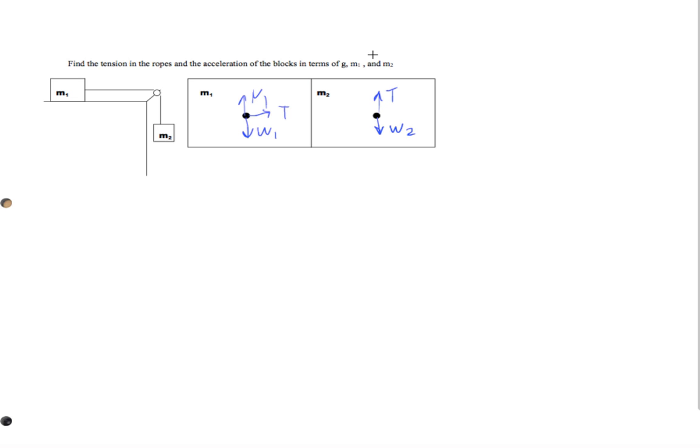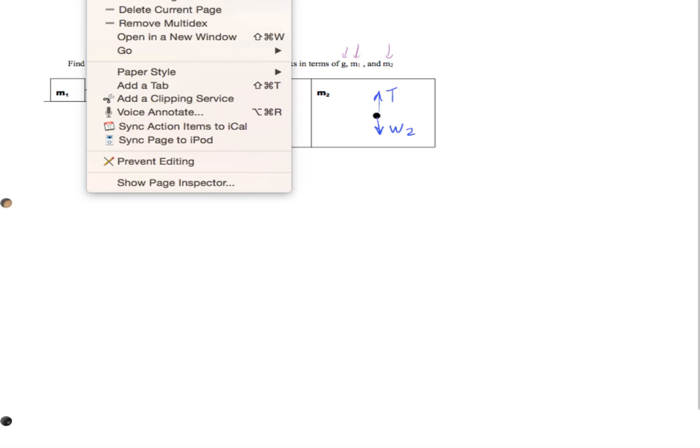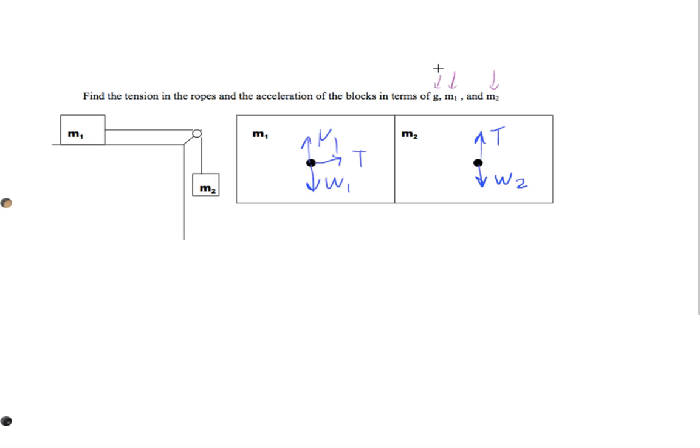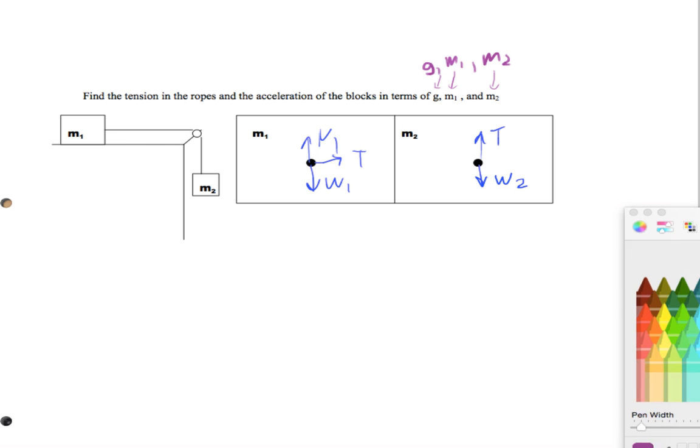Now, let's actually be careful. So all my known variables, my G, M1, and M2, I'm going to write those in purple letters. Well, technically plum, according to my, see, plum.